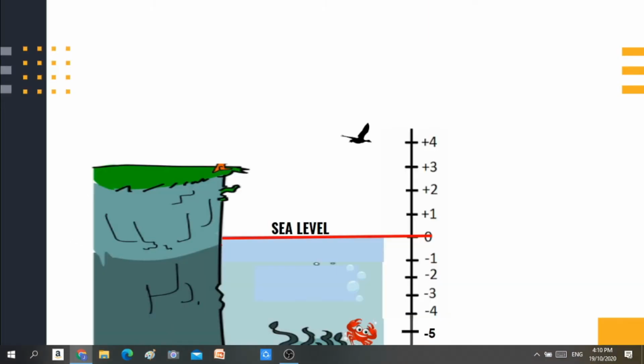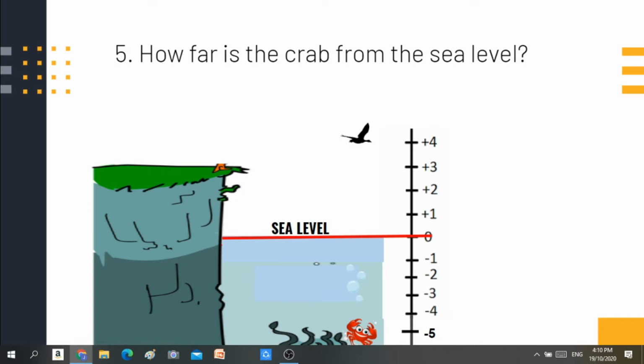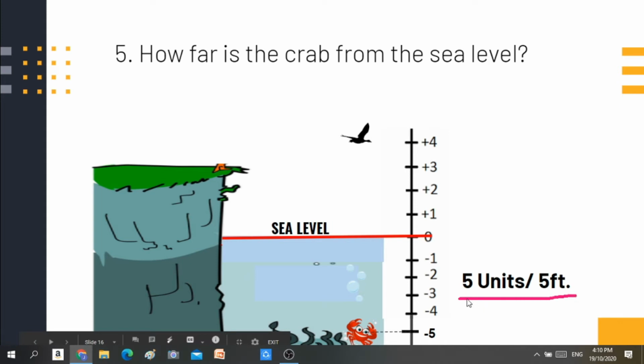So, tingnan naman natin. If those are integers, now based on our question number 5 earlier, how far is the crab from the sea level? At ang sabi natin, ang crab ay 5 units or 5 feet yung distance niya from sea level. Tingnan nga natin, itong crab ay nakatapat siya kay negative 5. Correct? So, meaning to say, nire-represent niya yung below sea level, si crab ay nandun sa parte ni negative 5.